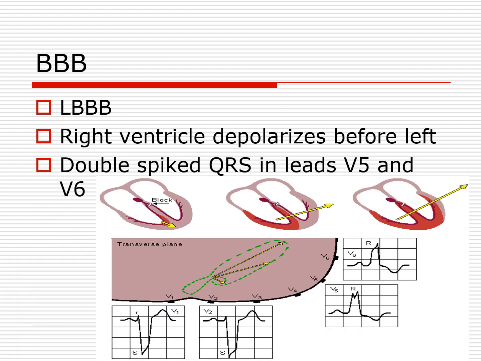Now when we look at a left bundle branch block, the opposite is occurring. Your right ventricle is depolarizing before your left, and here you're going to have a double spike QRS in leads V5 and V6. Just basically know what it means: a right bundle branch block means your left is depolarizing before your right, and in a left bundle branch block, your right is depolarizing first.